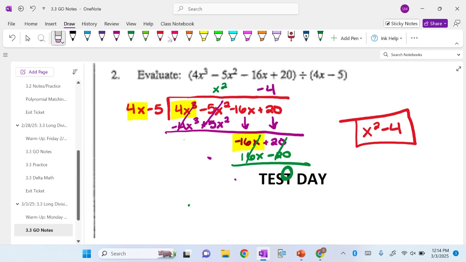All right. So what you're going to do now is there is a Delta Math on this. It combines long and synthetic. You should be able to do all the sections that say long division. All right. Oh, one more thing I got to add.